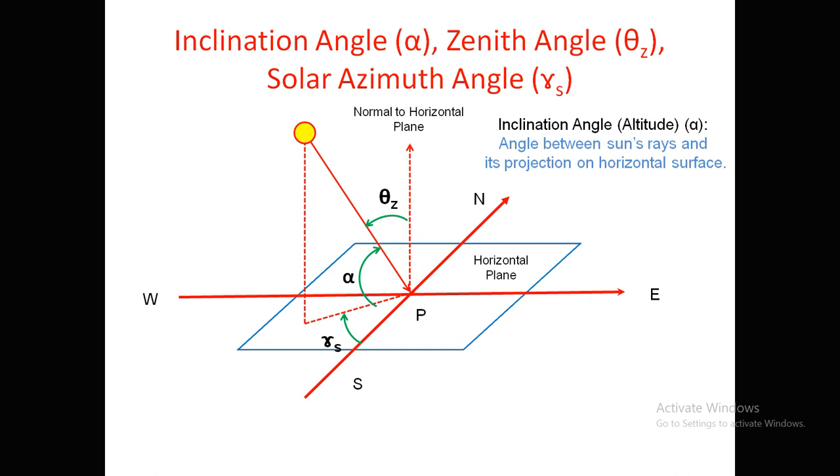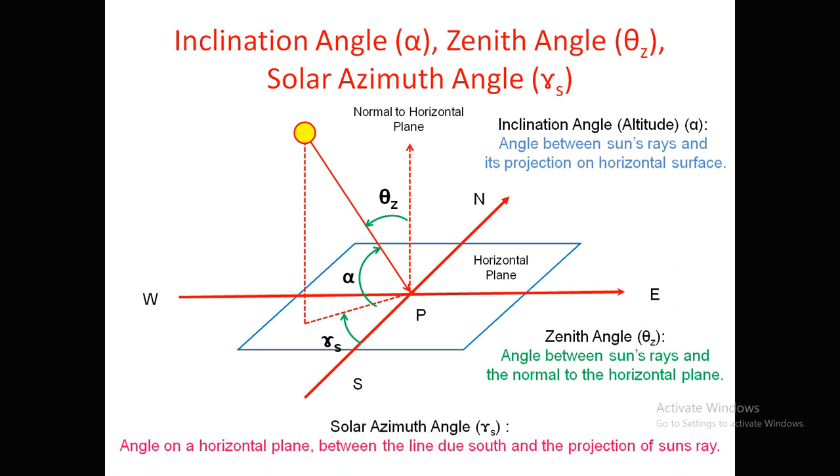Let us see some other angle. Zenith angle: the angle between the sun's rays and the normal to the horizontal plane. So this part, the above theta z, is the zenith angle. Next, what is gamma s? Gamma s is the solar azimuth angle. It is the angle on the horizontal plane between the line due south and the projection of the sun's rays. So this is called the solar azimuth angle, gamma s.